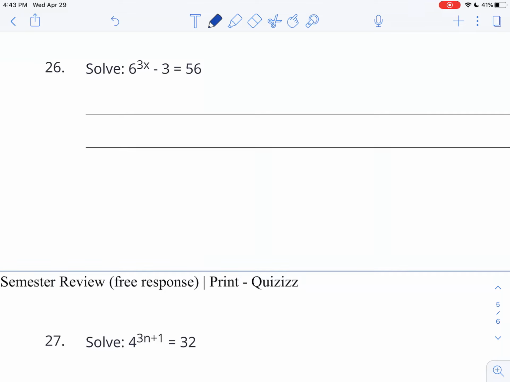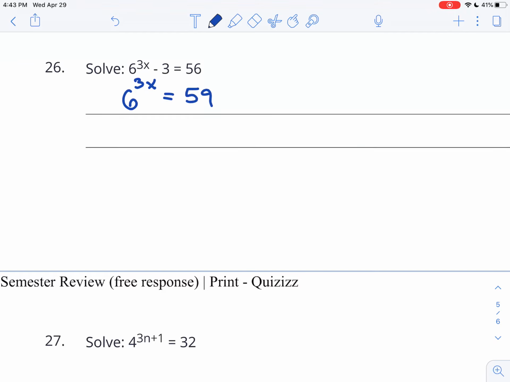Okay, here we go, the last problems of the Chapter 3 review. This is Lesson 3-4, solving exponential and logarithmic equations. So on this problem here, we can add 3 to both sides.